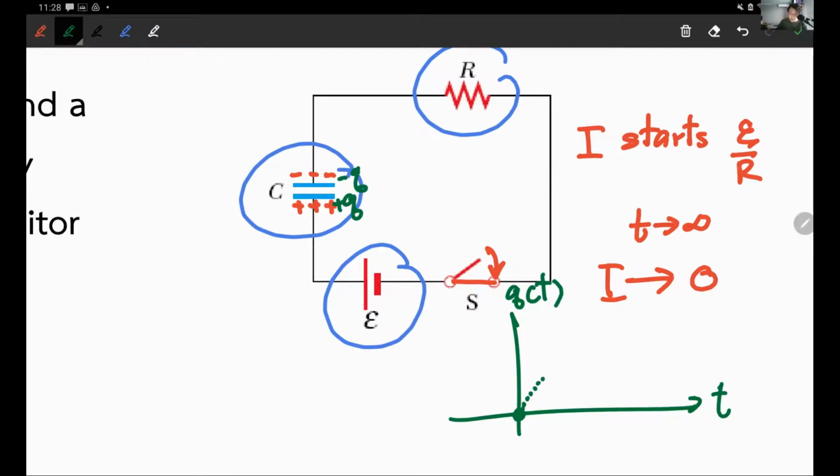So it means it's going to get harder and harder to increase the charge. And eventually, there will be no more additional charge entering the capacitor. So eventually you're going to hit some sort of maximum value of the charge, and that will be the Q maximum. That is the fully charged capacitor. Okay, make sense?